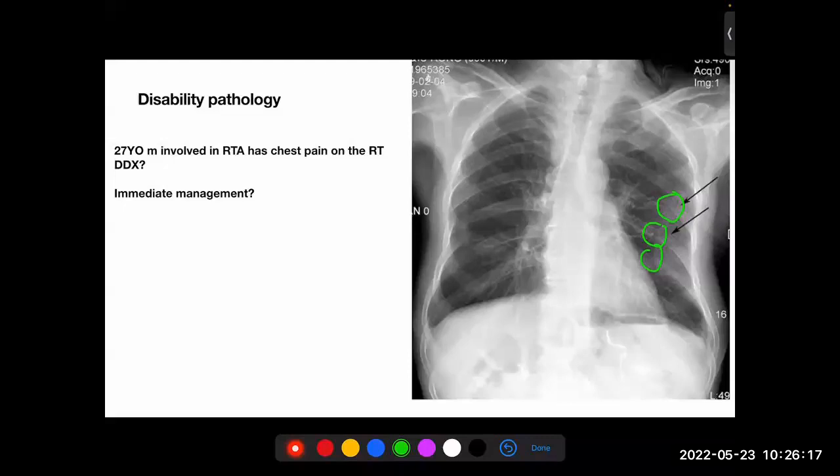What's a flail chest? Yes, Dr. Yunnis. That would be segmental multiple rib fractures with paradoxical movement on respiration. So are you seeing segmental? What is a segmental fracture?